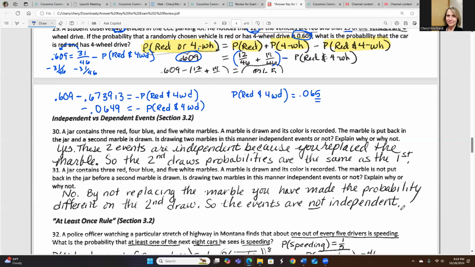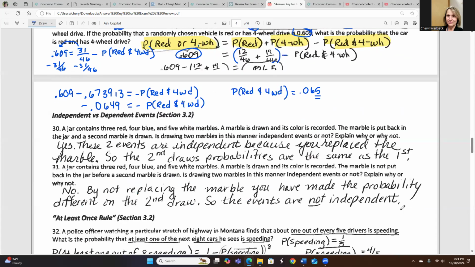Let's go on to problem 30. Problem 30 says a jar contains 3 red, 4 blue, and 5 white marbles. A marble is drawn and the color is recorded, the marble is put back into the jar, and the second marble is drawn. Is this drawing of the two marbles in this manner independent or not? Explain. And we'd say, yes, these two events are independent because you replaced the marbles. So the second draw's probabilities are the same as the first. It does not change the probability.